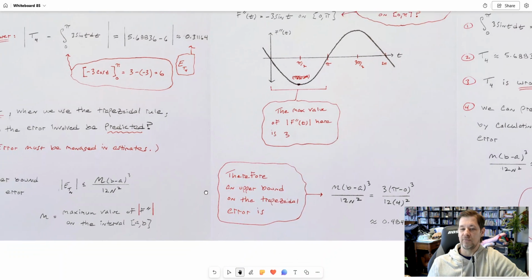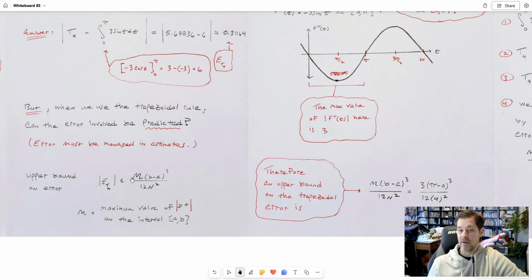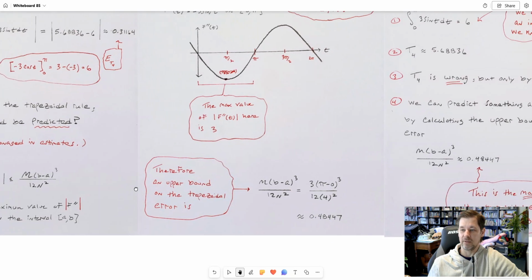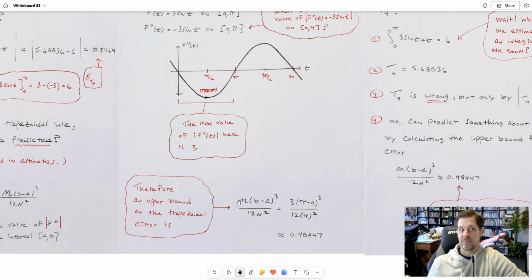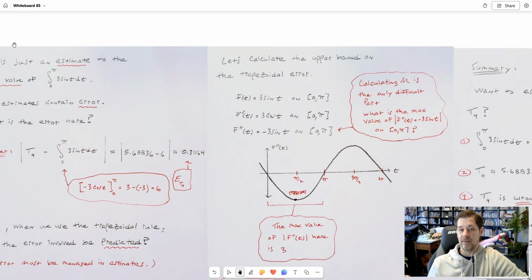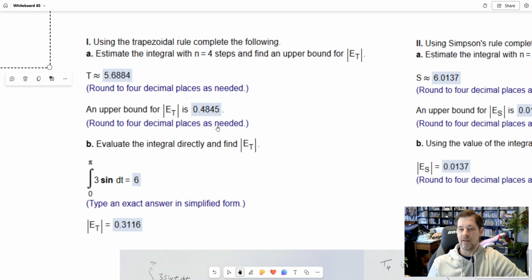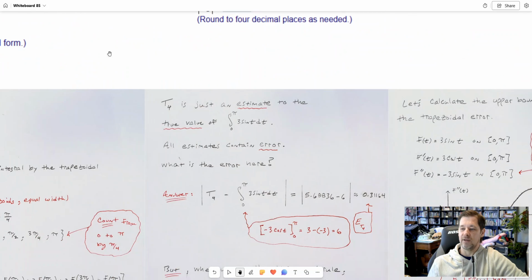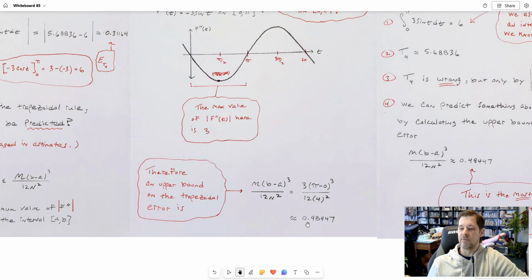So let's complete this formula, which gives us an upper bound on the error. It allows us to predict something about how wrong we're going to be if we use the trapezoidal rule. So it'll be M, the largest value of the absolute value of the second derivative on the interval, that's 3. B minus a, upper bound of integration minus lower bound of integration, pi minus 0, to the 3rd power, divided by 12 n squared, where n is the number of trapezoids, 4 in this case. And I calculate that and it says 0.48447. So that is this part right here, an upper bound for the error in the trapezoidal rule, 0.4845. What did I get down here? 0.48447. Yeah, so that would still round to 4 decimal places to 0.4845.